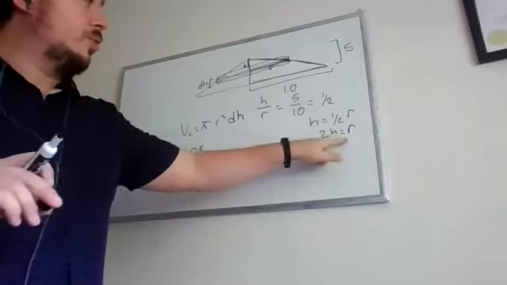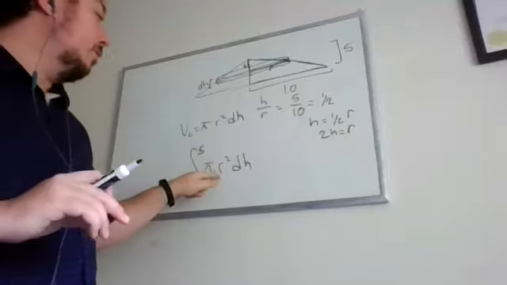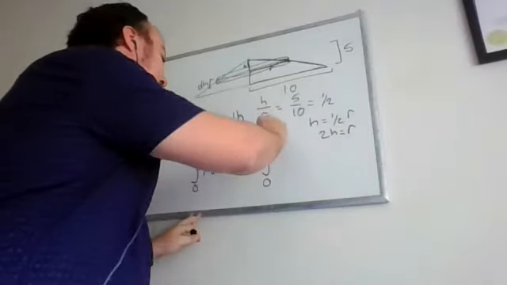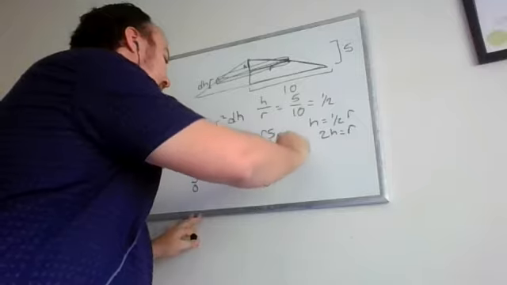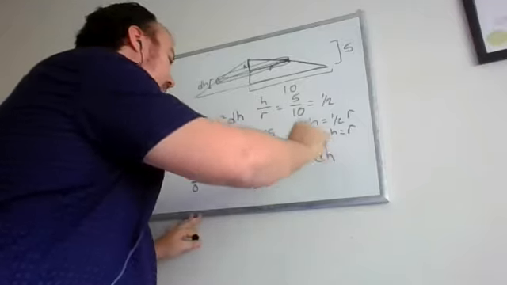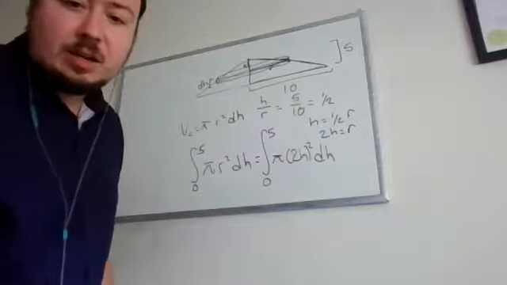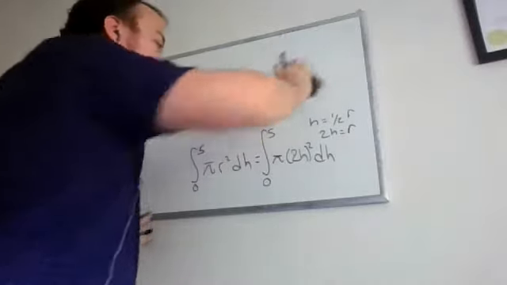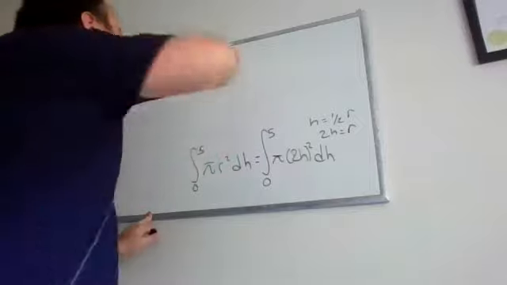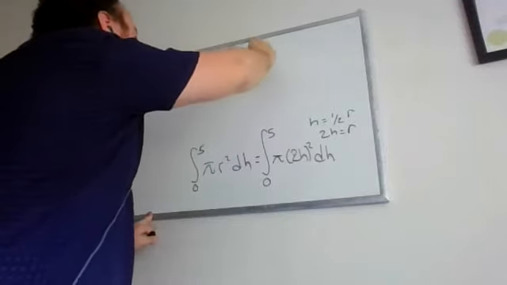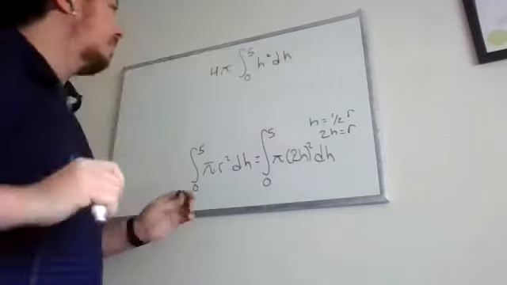So this is where this equation is going to come in handy. We're going to convert our r's over to h's. This is the integral from 0 to 5. We have pi, and I'm going to have 2h in there and square that. So when all is said and done, all I need to do is the integral from 0 to 5. I'm going to have a 4 pi on the outside of h squared dh.